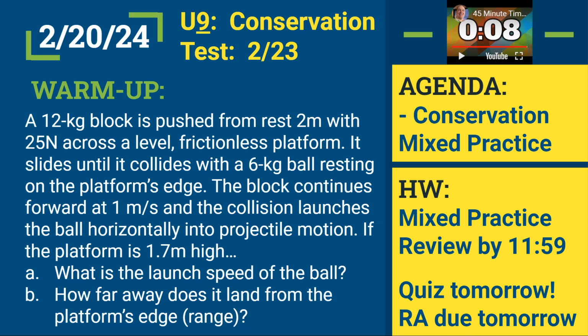So the question says, a 12 kilogram block is pushed from rest 2 meters with 25 newtons of force across a level frictionless platform. It slides until it collides with a 6 kilogram ball resting on the platform's edge. The block continues forward at 1 meter per second and the collision launches the ball horizontally into projectile motion. If the platform is 1.7 meters high, what is the launch speed of the ball and how far away does it land from the platform's edge?